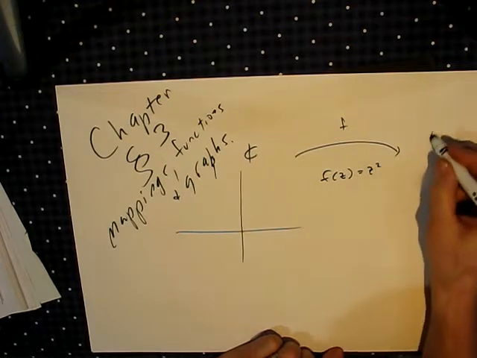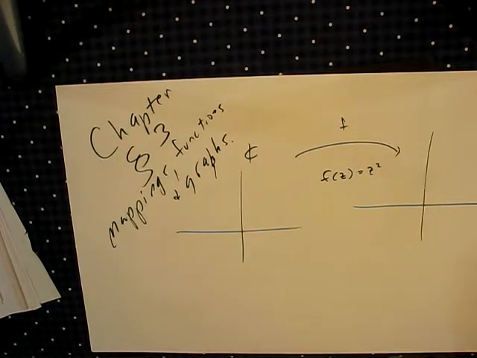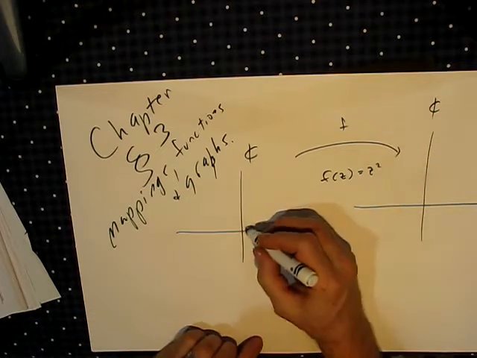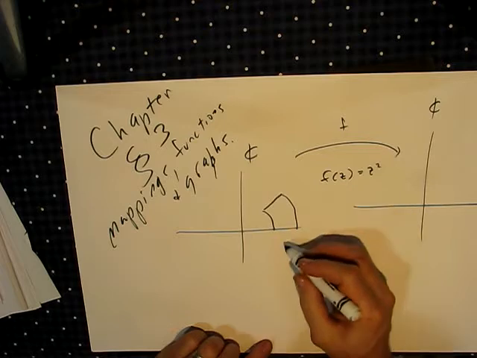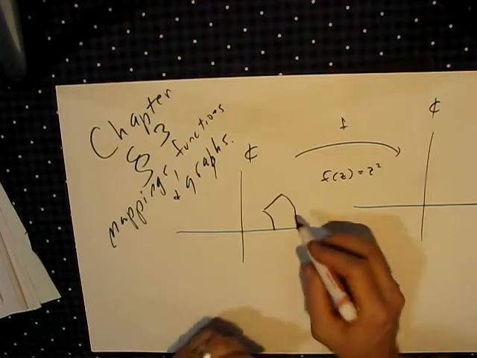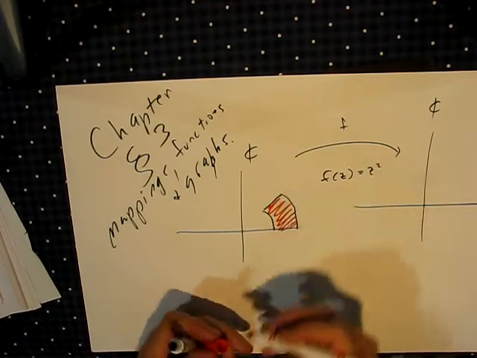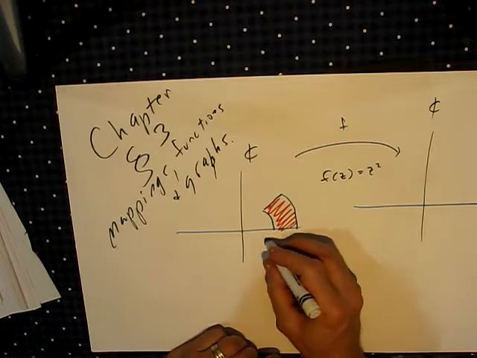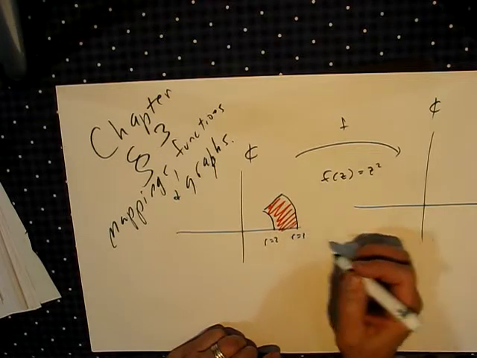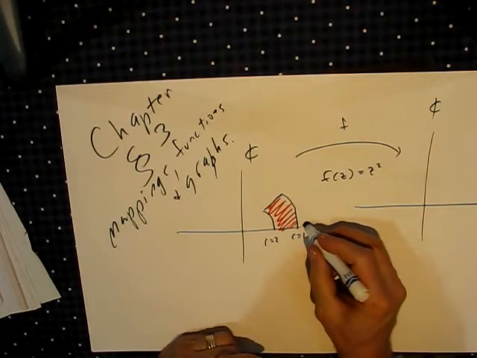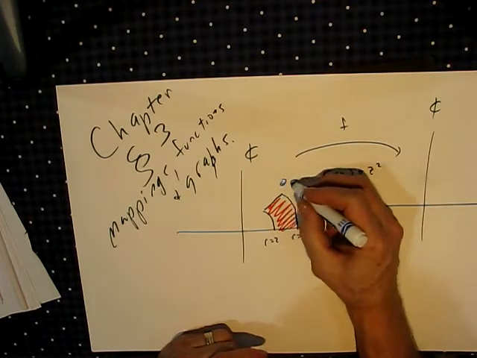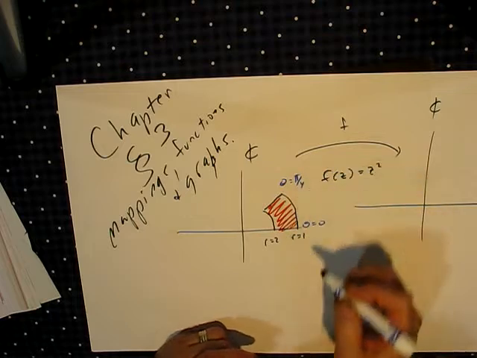equals z squared. An easy way to observe this is to take a small portion of the complex plane. Let's make this be described from r equals 2 to r equals 3, and from theta equals 0 to theta equals pi fourths.